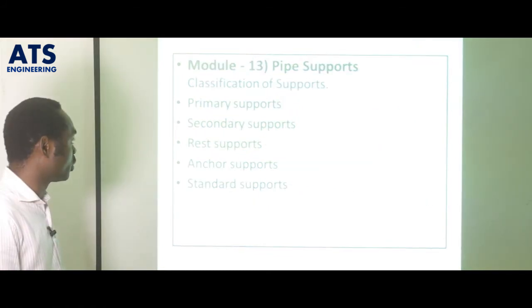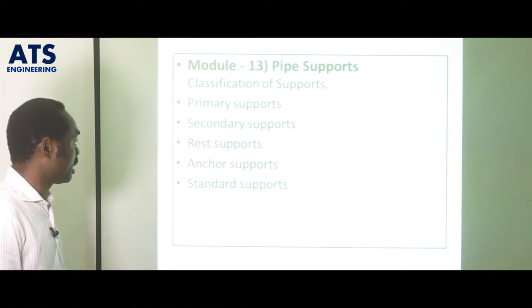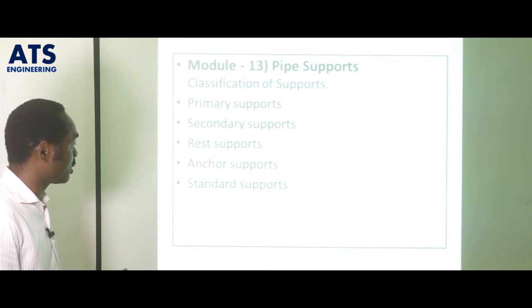The last module we're looking at is Module 13, which is pipe support. Pipe supports are actually needed to support the piping system in order to withstand sustained loading. We look at supports such as primary support, secondary support, rest support, anchor support, and standard support.